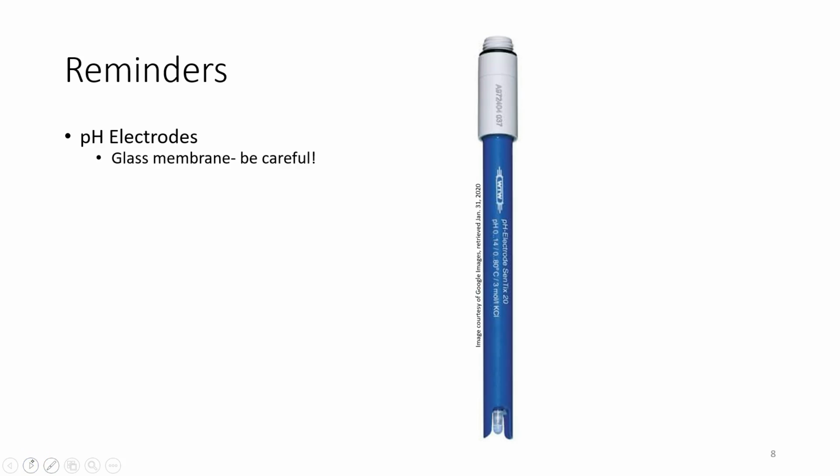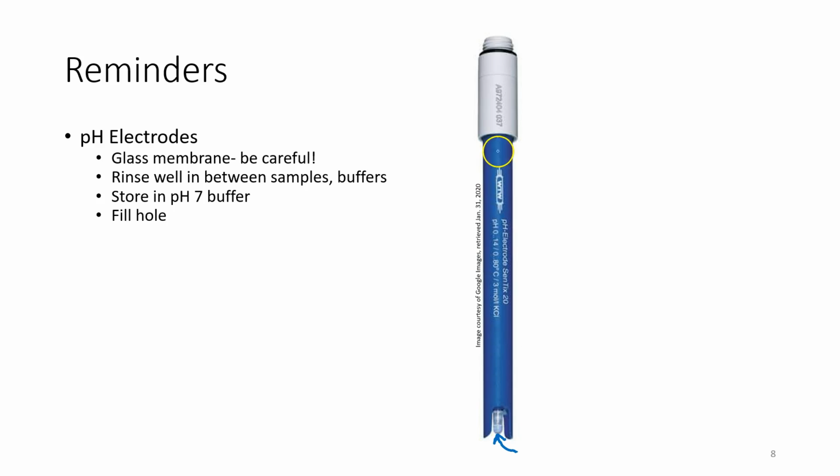Remember, the pH electrodes have a delicate glass membrane at the bottom, so be careful with them. You want to rinse this glass membrane well in between samples and buffers. You want to store it in pH 7 buffer when not in use. And your pH probe may or may not have a little fill hole here. It just depends on what type of electrode you get. If you do have a fill hole, make sure it's open when you're using it, but close it during storage.